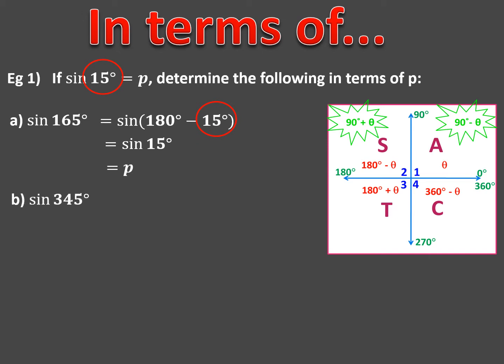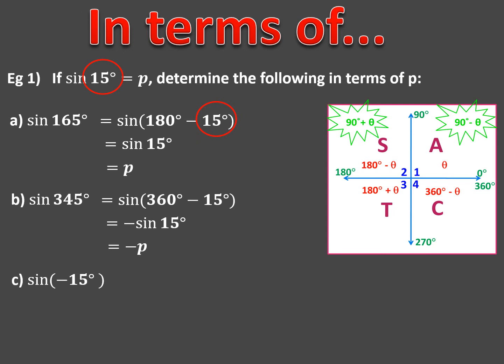In the second example, we get sine 345 degrees. Now, 345 degrees lies in the fourth quadrant, and in the fourth quadrant, the rule is 360 minus theta. And it just so happens that 360 minus 15 degrees gives me 345 degrees. Now, in the fourth quadrant, sine is negative, so I can reduce that angle to minus sine 15 degrees. Sine 15 is p, so I can simplify that to minus p.